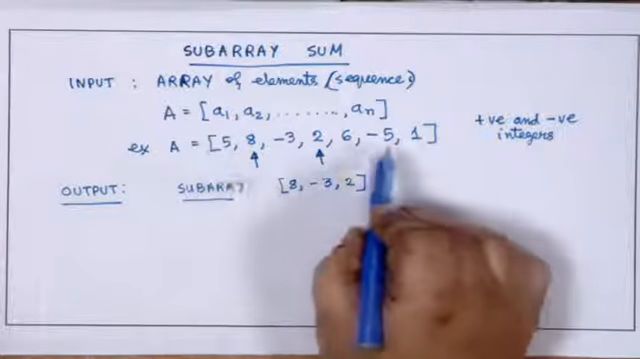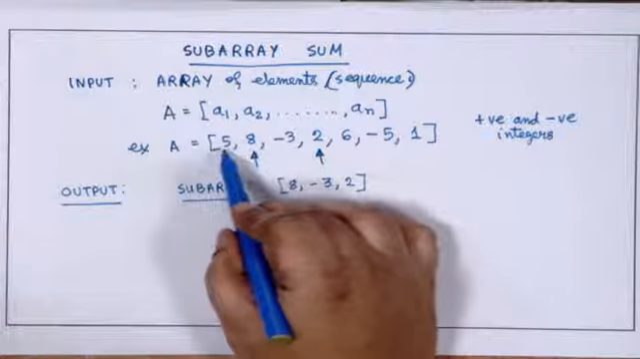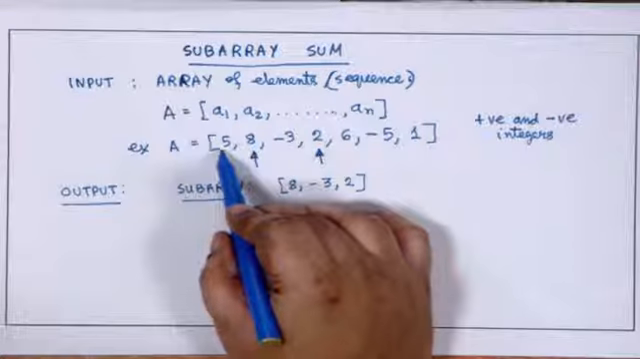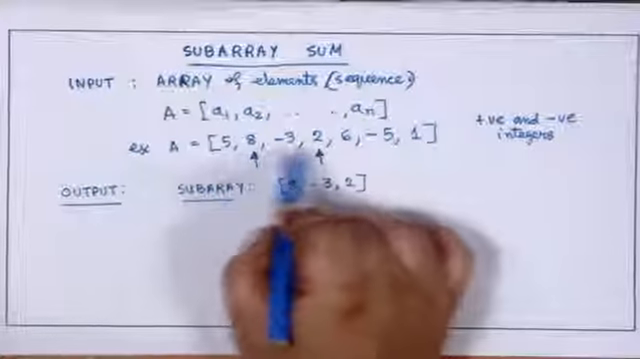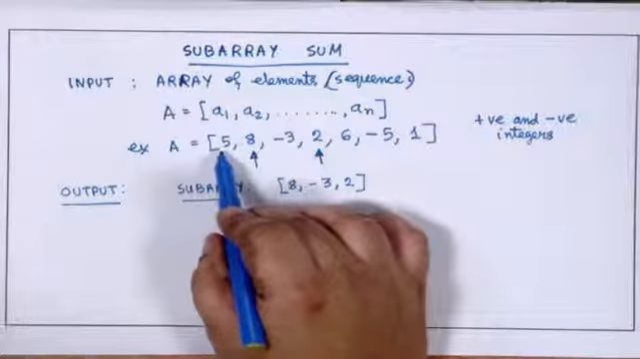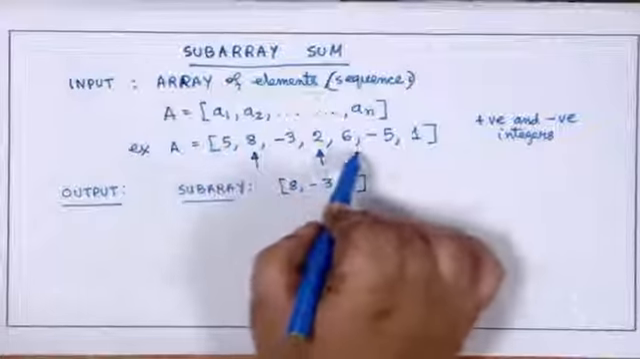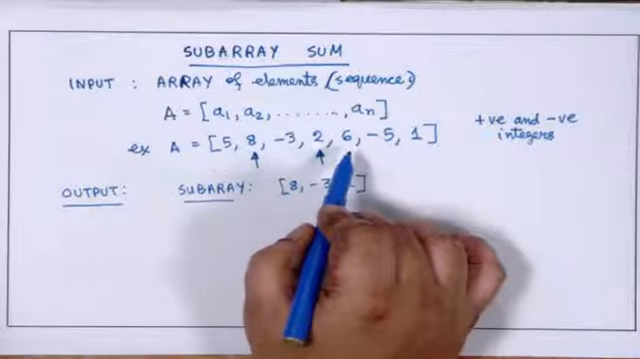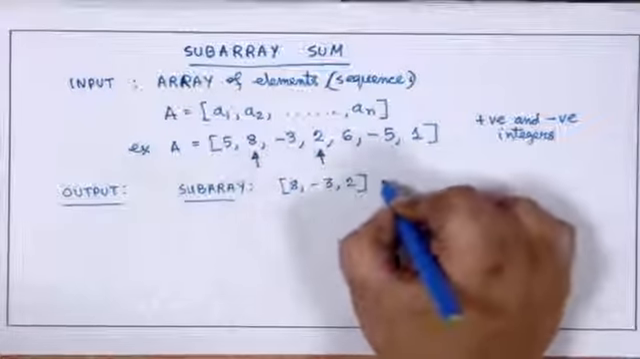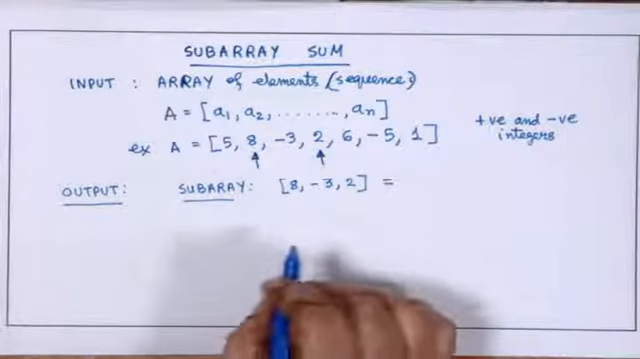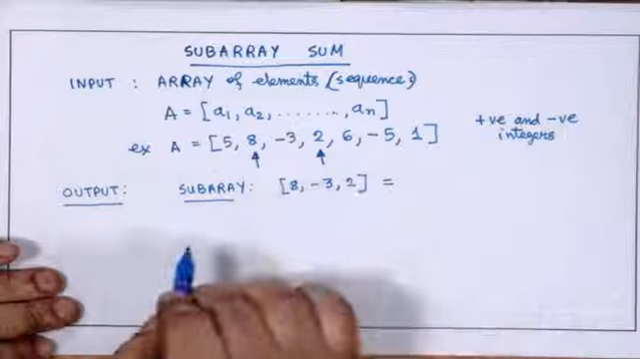So, how many subarrays are there? For every pair that you can take from a small element to a large element, there forms a subarray. So, every i and every j such that i is less than or equal to j forms a subarray. Now, every subarray has a sum. The sum of this subarray is 7.